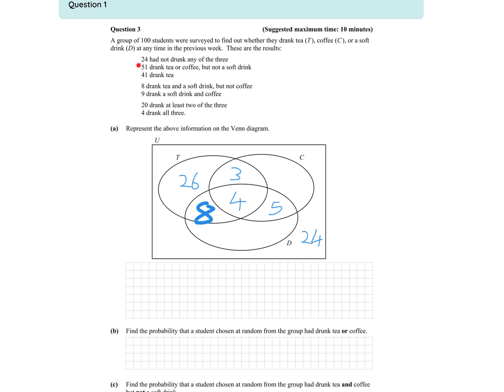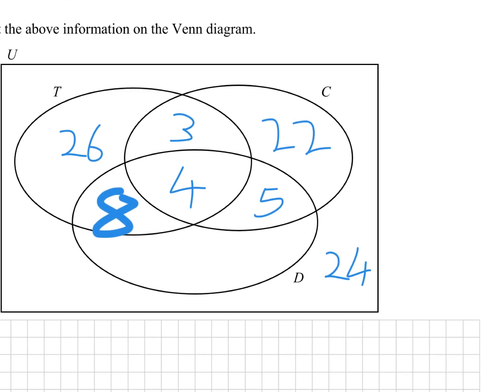51 people drank tea or coffee but not a soft drink. So the people who had tea or coffee but not a soft drink would be here, here, and here. Those 3 sets are going to add up to a total of 51. Right now we have 29. If I take 29 away from 51, that's 22 people. So I'm going to put 22 here, and that's my Venn diagram done. Oh, no, it's not. I'm still missing this section here.